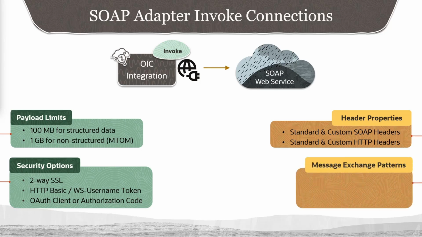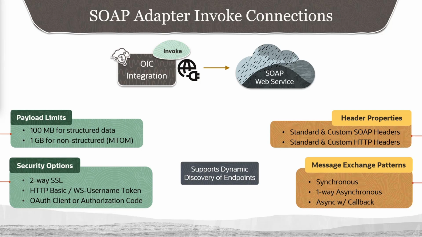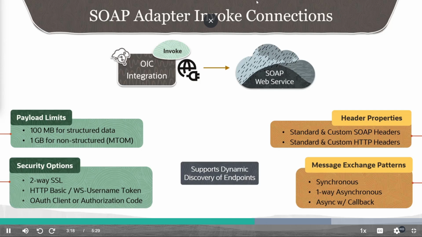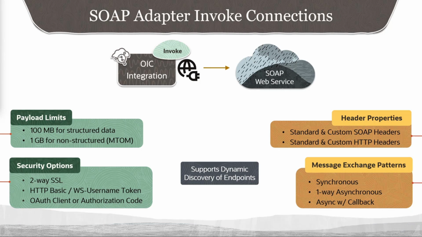The adapter connection will also support whatever message exchange patterns are indicated by the external service's WSDL, including synchronous request response, one-way request, or asynchronous request with callback support using the WS addressing SOAP header. Another feature is the ability to support the dynamic discovery of SOAP endpoints. Now, this is useful for scenarios in which the endpoint invoked by the SOAP adapter must be dynamically configured within the integration flow based on runtime logic.